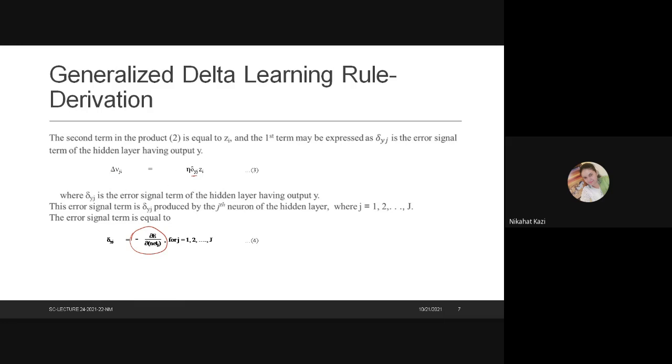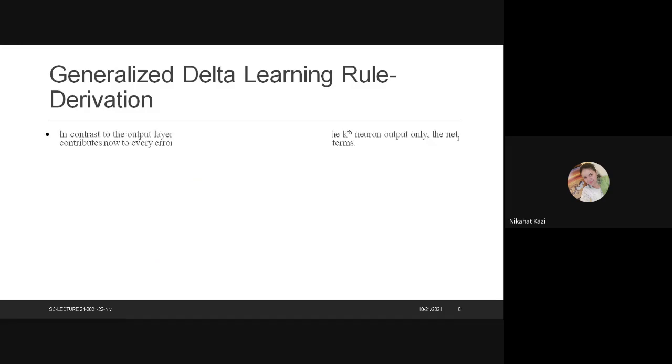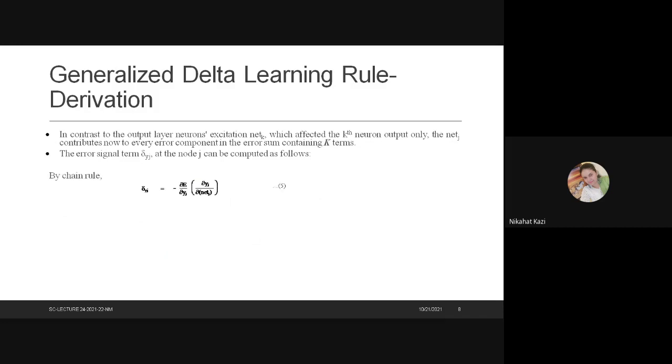Now our task is to still compute this particular term, that is minus dou E by dou net j. This calculation is still remaining. So again, we use the chain rule and introduce Yj into this equation: dou E by dou Yj times dou Yj by dou net j. The minus sign was there, so that remains as it is.